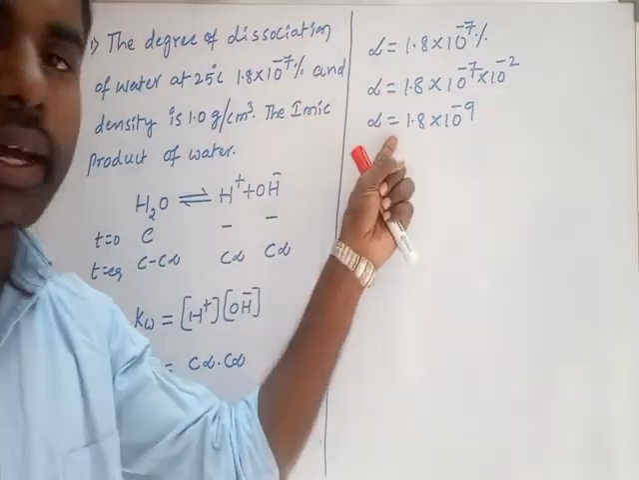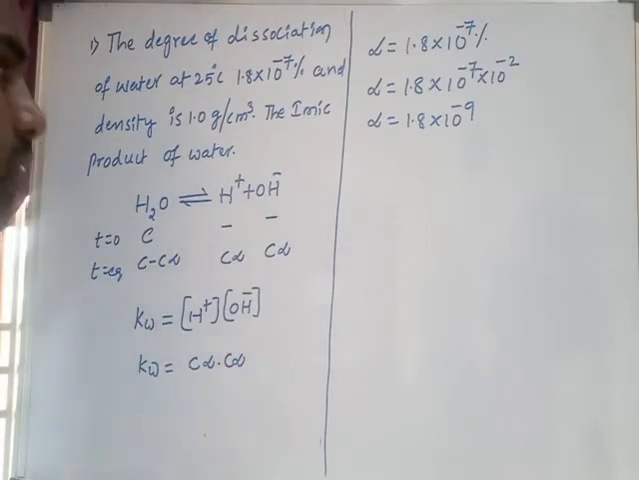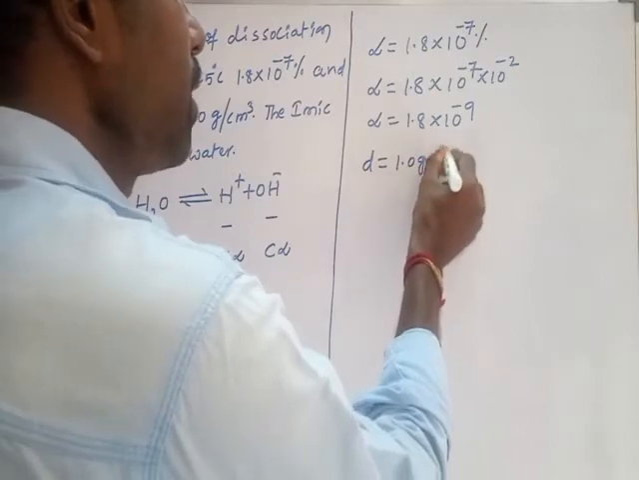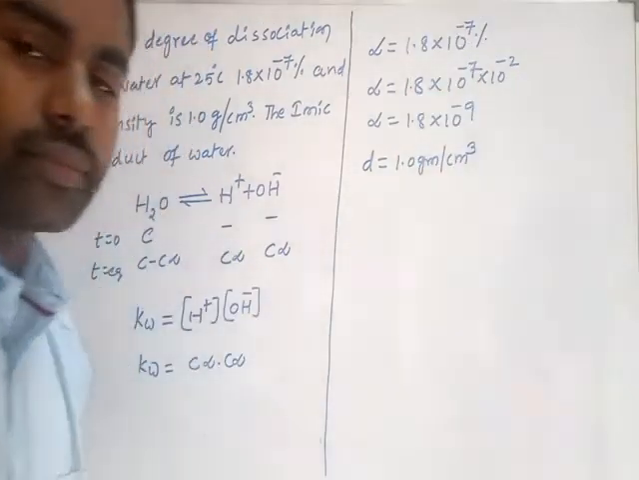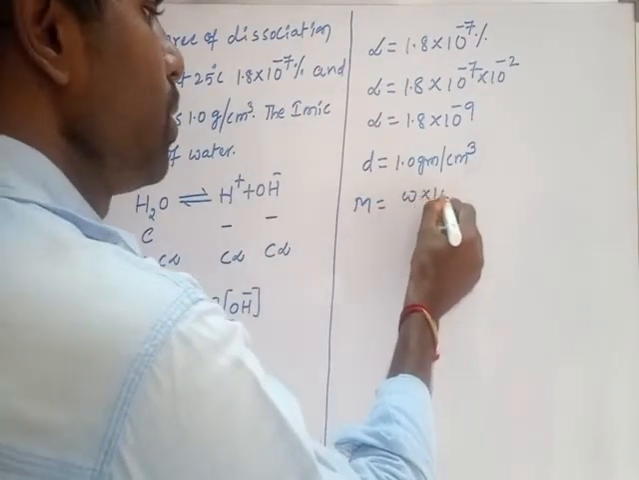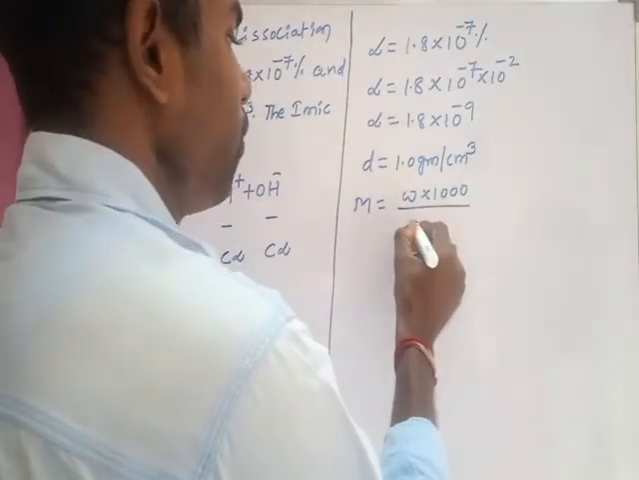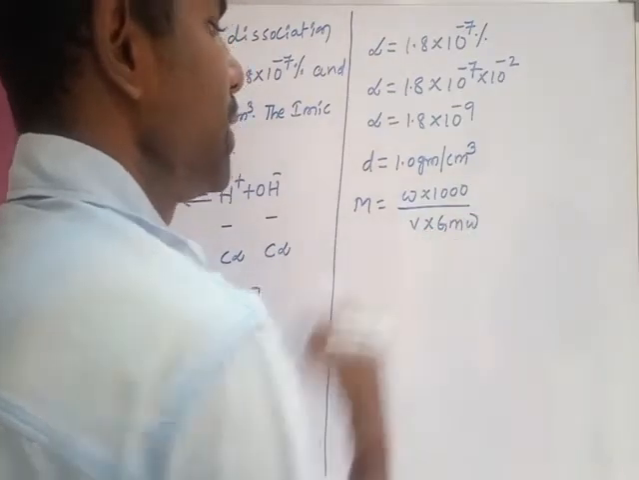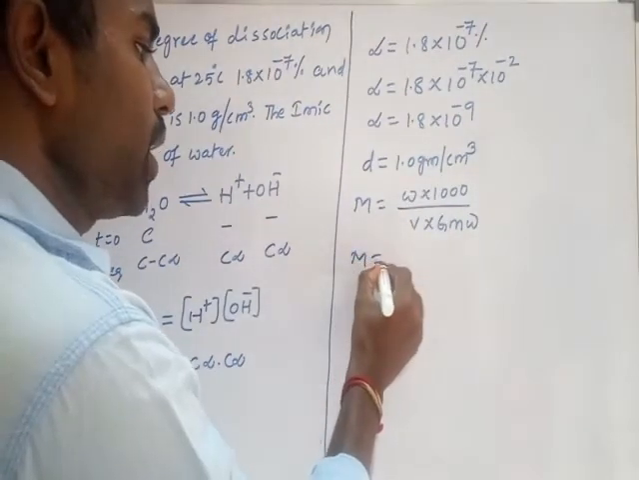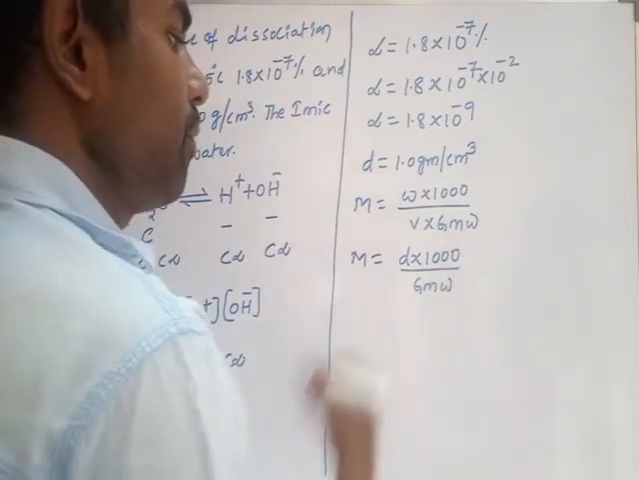So here alpha is there. Then what is remaining, what don't we have? Concentration. Density they have given, density equals 1.0 gram per centimeter cube. So we have one equation: molarity equals weight into 1000 by volume into gram molecular weight, because they have given volume in centimeter cube. Here weight by volume we can write as density. Means molarity equals density into 1000 by gram molecular weight.